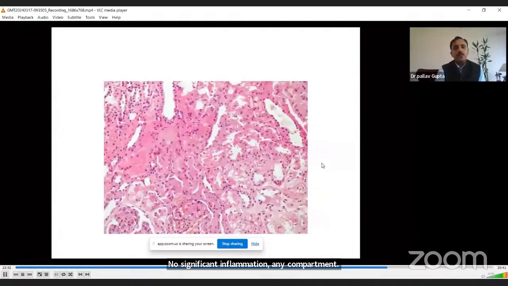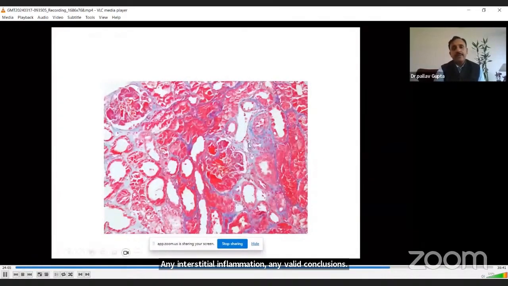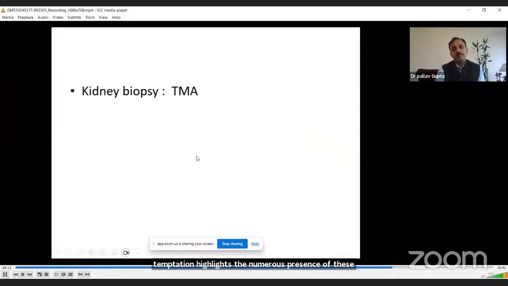Again, this photomicrograph is to show you the tubulointerstitial compartment. We cannot see any tubulitis, any peritubular capillaritis, any interstitial inflammation, or any viral inclusions. And on the silver stain, we can again see that it highlights the numerous fibrin thrombi within the glomerular capillary loops. So the kidney biopsy morphological diagnosis was thrombotic microangiopathy.